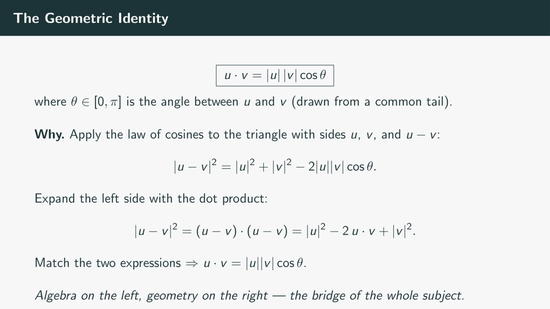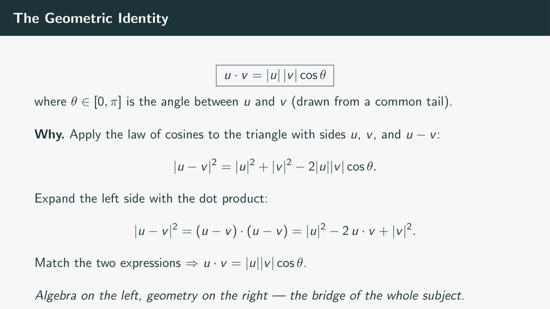It comes straight from the law of cosines. Form the triangle whose three sides are u, v, and the vector u minus v. The law of cosines says the squared length of u minus v equals the magnitude of u squared, plus the magnitude of v squared, minus 2 times the magnitudes times the cosine of the angle. Now expand that same squared length a different way, using the dot product. u minus v dotted with itself is the magnitude of u squared, minus 2 times u dot v, plus the magnitude of v squared. Set the two expressions equal.